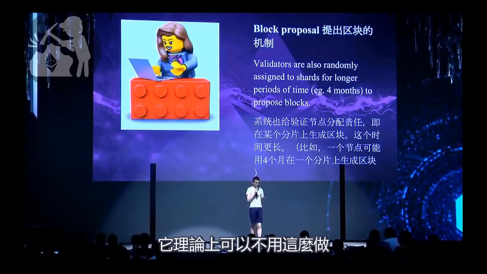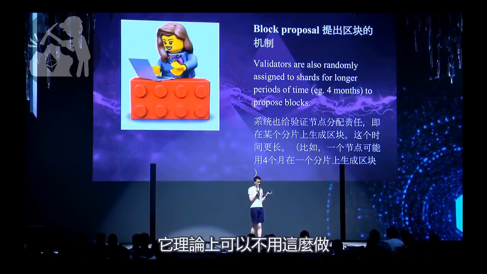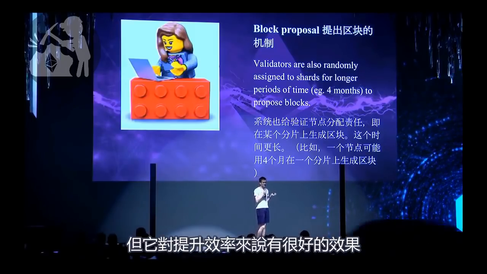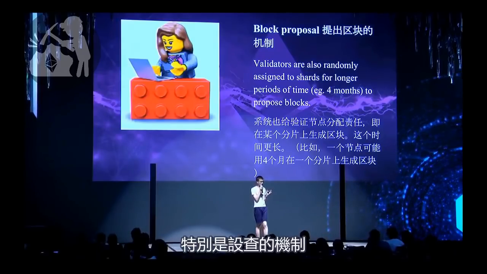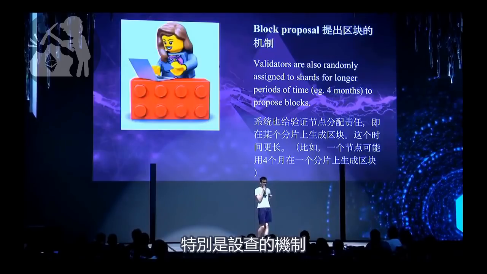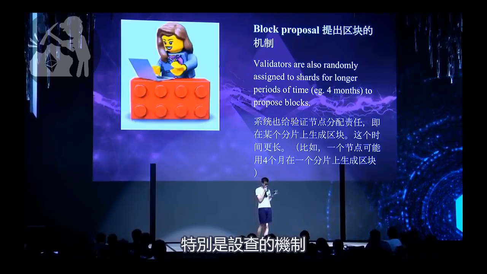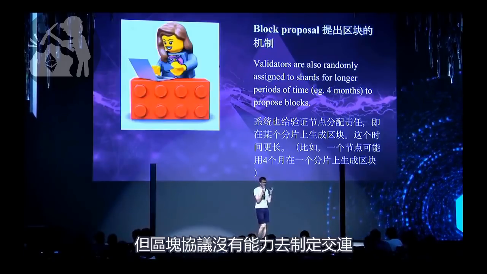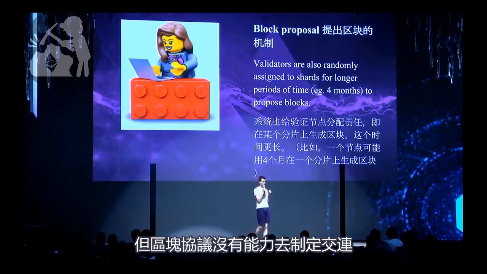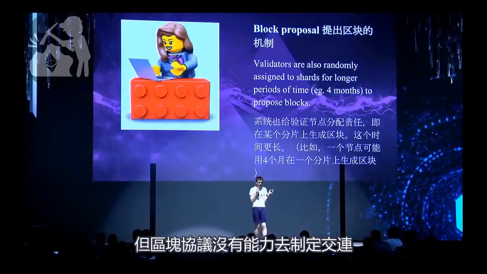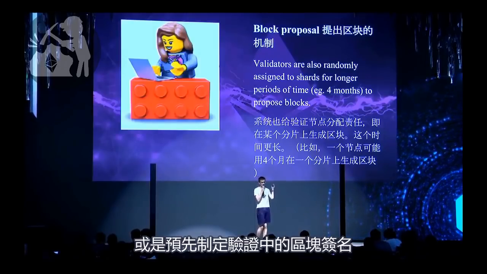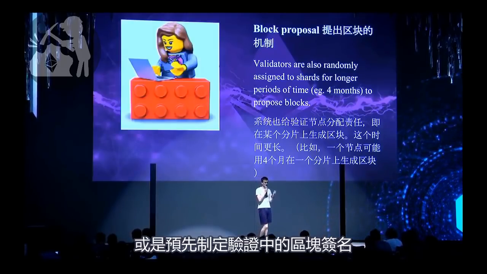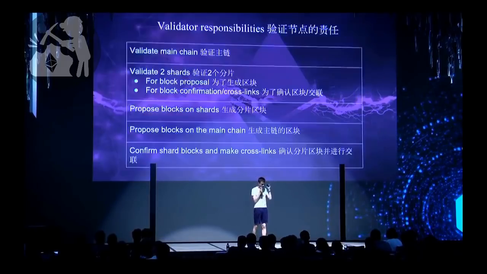It is theoretically possible to go without this, but it does have some fairly significant consequences to things like efficiency and particularly censorship resistance. Block proposers only have the ability to propose blocks, but they do not have the ability to make crosslinks or perform the other intermediate signatures that are involved in verifying blocks.